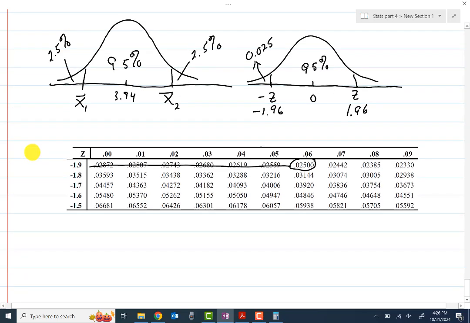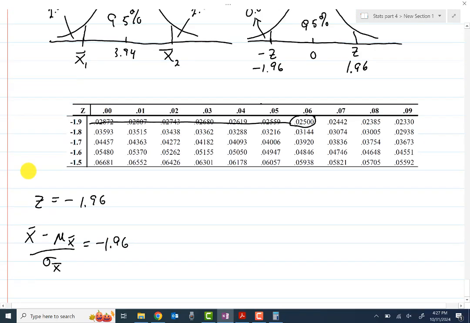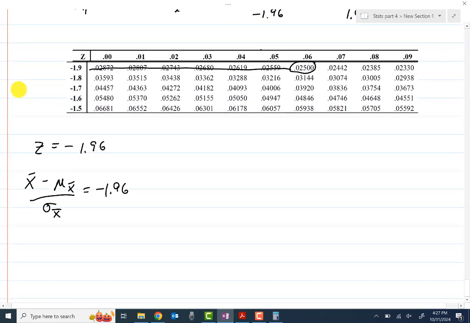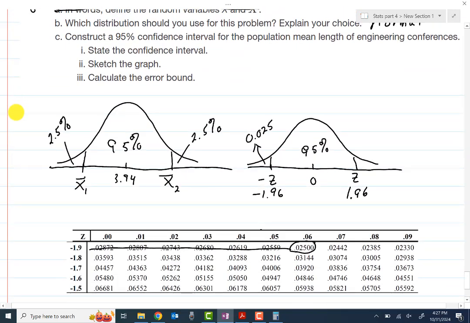Now let's go about getting our x1 and x2 values. I'll start with the left one. I'll come back to that after I write my first equation. Here on the left we have z equals negative 1.96. That's the same as x bar minus mu sub x bar divided by sigma sub x bar equals negative 1.96. Mu sub x bar is 3.94. Sigma sub x bar, what were you, sigma? I don't think there it is, 1.28.